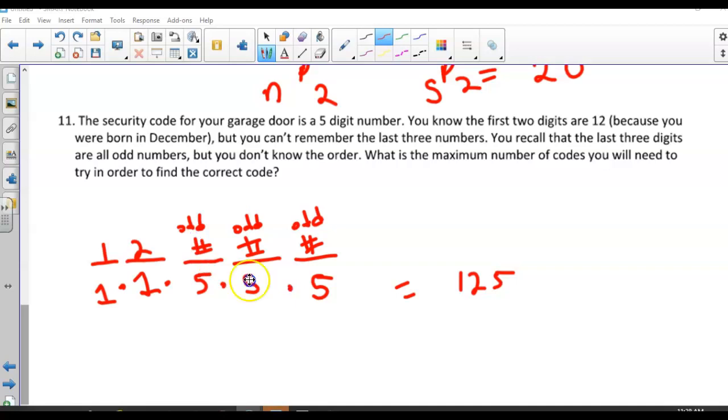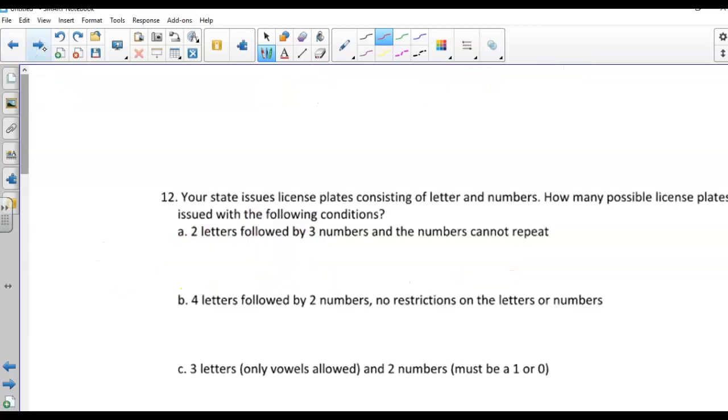You just got to make sure you know how many odd numbers there are, or how many even numbers if you had to do it. But when it says 12, this is 1, this is 2, that's it. This can only be 1, so it's 1 possible option. This can only be 2, that's 1 possible option. But this number here could be 5 different numbers, or 5 different options.